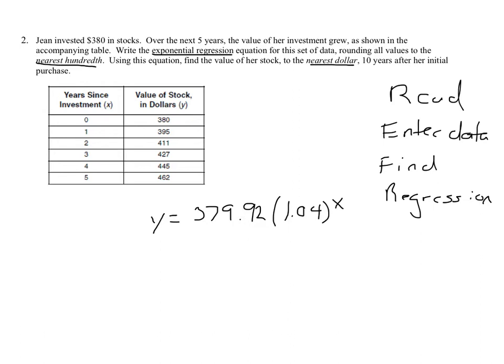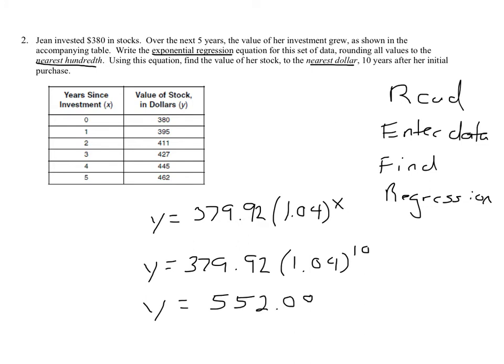Now we need to focus on what the second part of the question is asking. Using this equation, find the value of her stock to the nearest dollar after 10 years of her initial purchase. So 10 years, is that an input or an output? It would be an input, it would be an x value. So to get full credit, I need to first show me substituting that value in: 1.04 raised to a power of 10. And what I got is an answer of $552, because it said round to the nearest dollar. Take a moment, copy down the notes, and we'll keep moving.